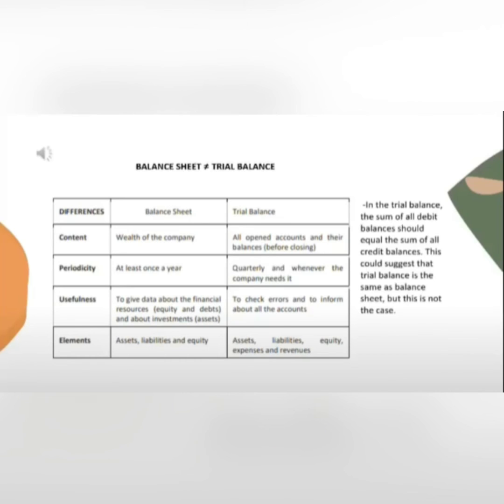In the chart, you can observe the differences between both of them, for example in the content, in which the balance sheet reflects the wealth of the company, and the trial balance reflects all open accounts and their balances. Or in the elements, like in the balance sheet, where we only find assets, liabilities, and equity, and in the trial balance, we can find those three plus expenses and revenues.